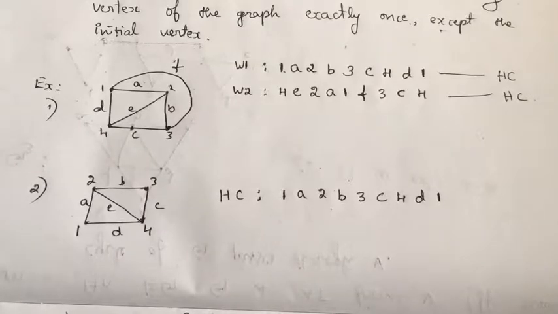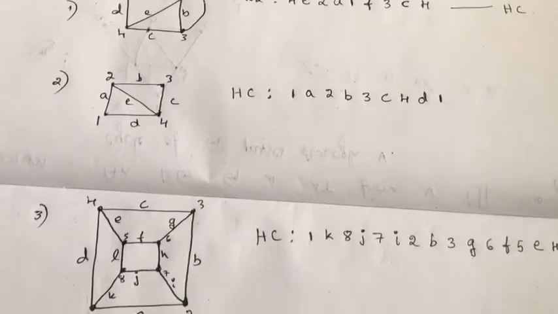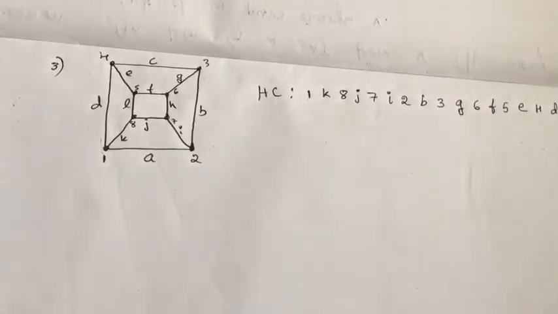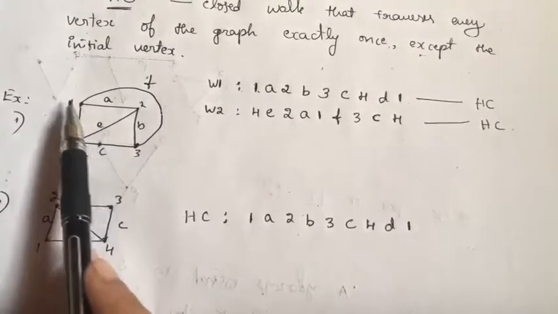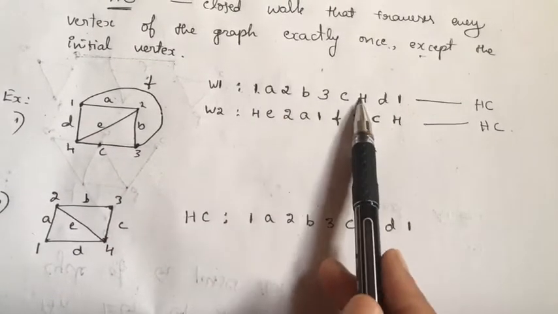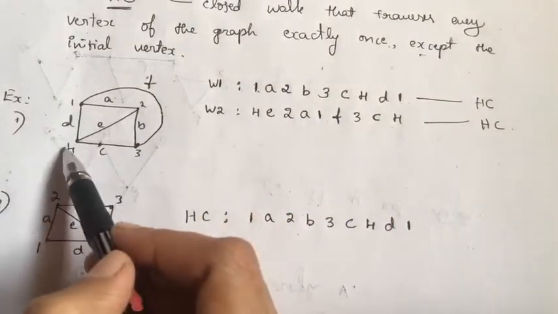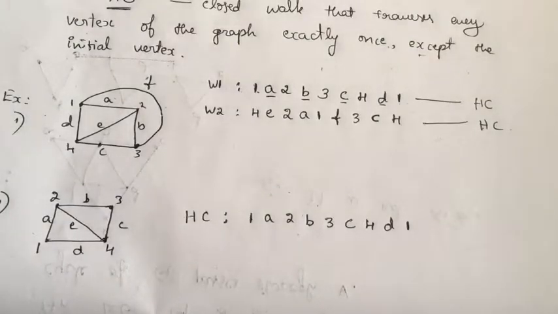Hamiltonian graph is a graph which has a Hamiltonian cycle. Hamiltonian cycle is a closed walk that traverses through every vertex of a graph exactly once except the initial vertex. Remember one thing, if I have a Hamiltonian circuit in my graph with n vertices, then it has exactly n edges. Here you can check, this is my Hamiltonian graph with 4 vertices, so my Hamiltonian cycle will have 4 edges.